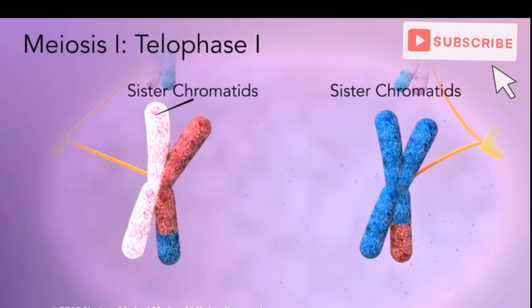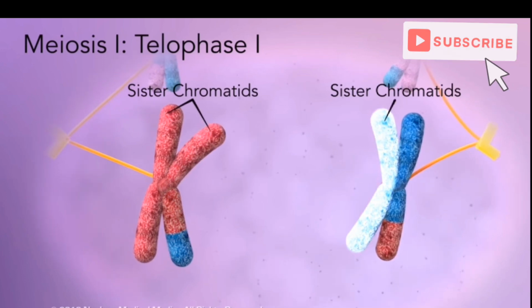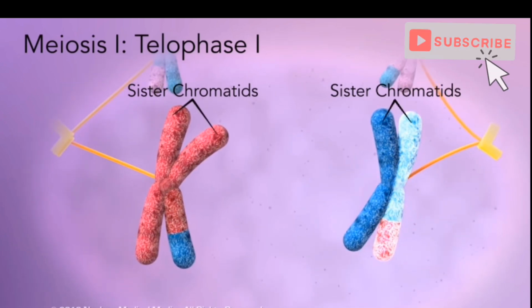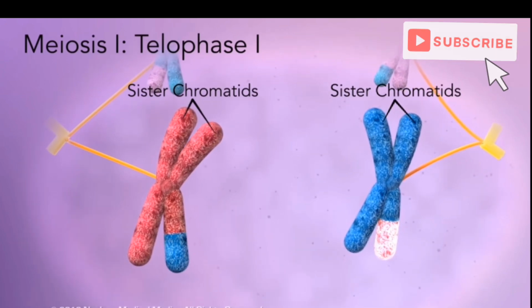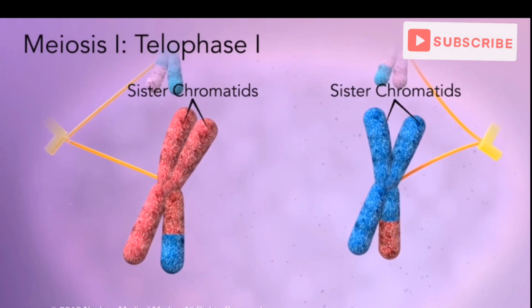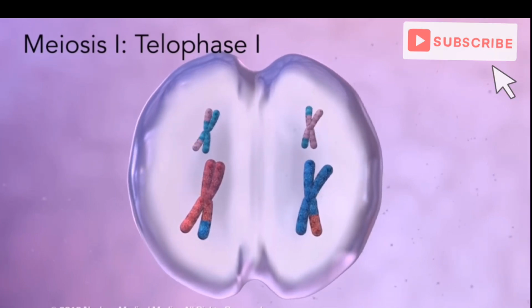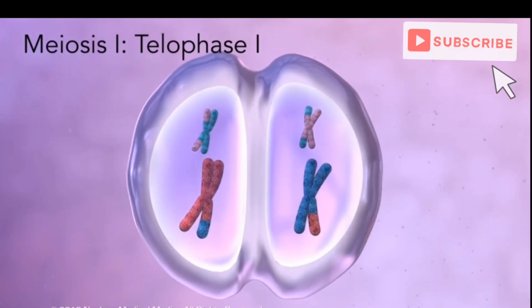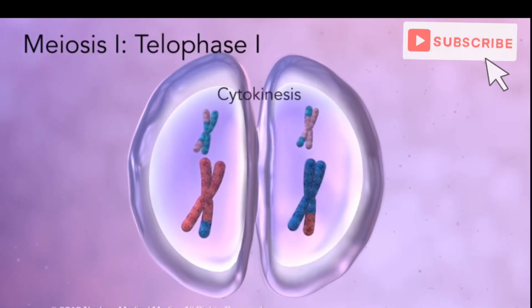However, each chromosome still consists of sister chromatids. Keep in mind that each chromosome's sister chromatids are no longer identical because of the allele exchange that happened during crossing over. Then, spindle fibers disappear, and the nuclear membrane reforms around the chromosomes. Finally, cytokinesis occurs.